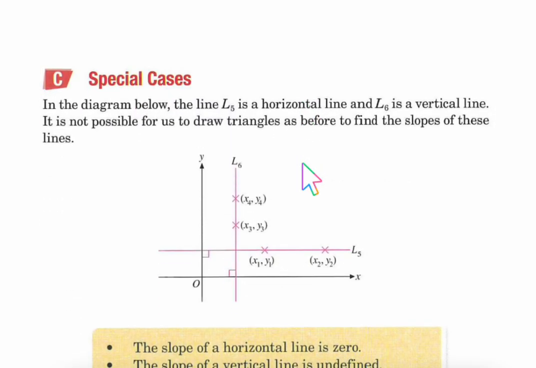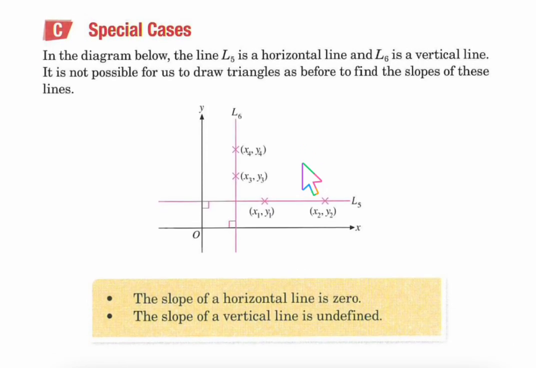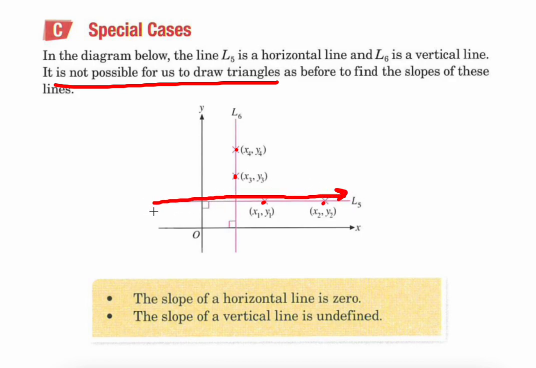All right, and lastly, we have special cases. If you remember from our last lesson, when you have a horizontal or a vertical line, it's a little different than a diagonal line. It's not possible for us to draw triangles when we have a horizontal or a vertical line, right? There are no triangles there. But what you do have to remember is that the slope of a horizontal line, this red line here, is zero.